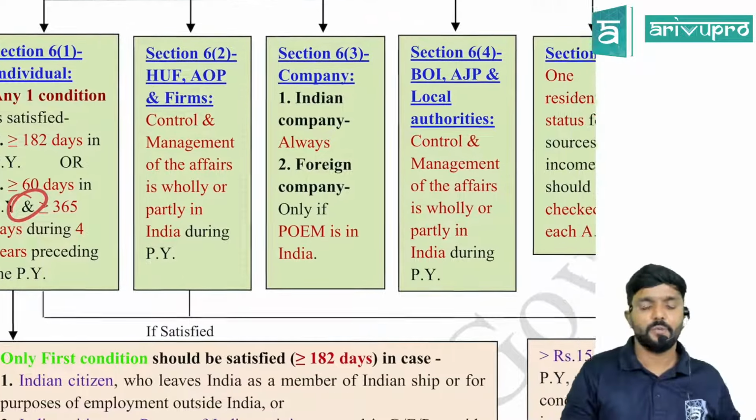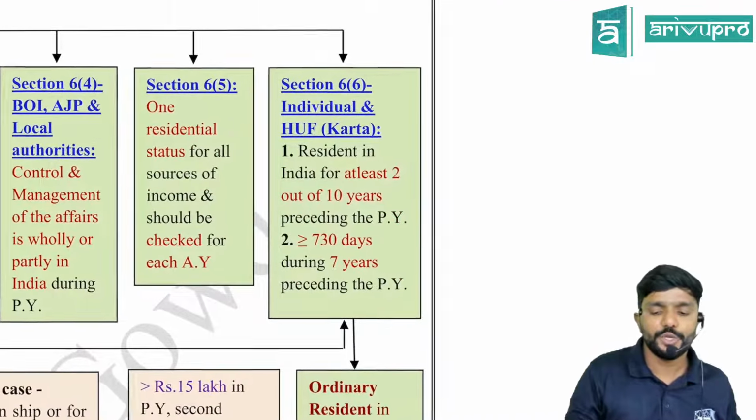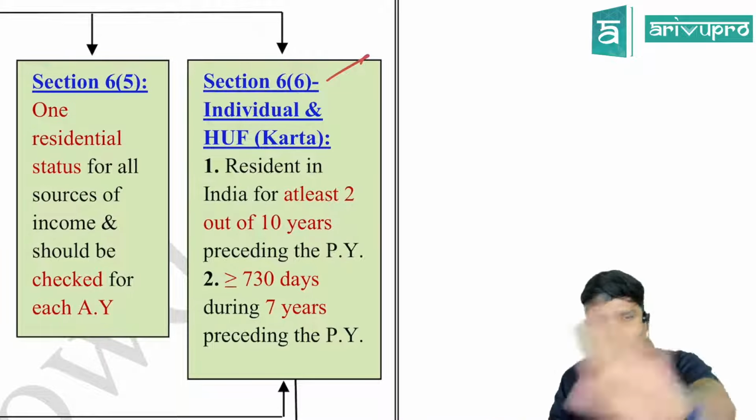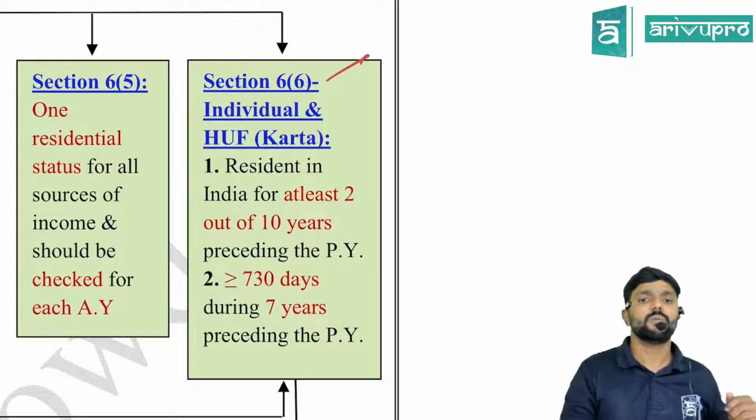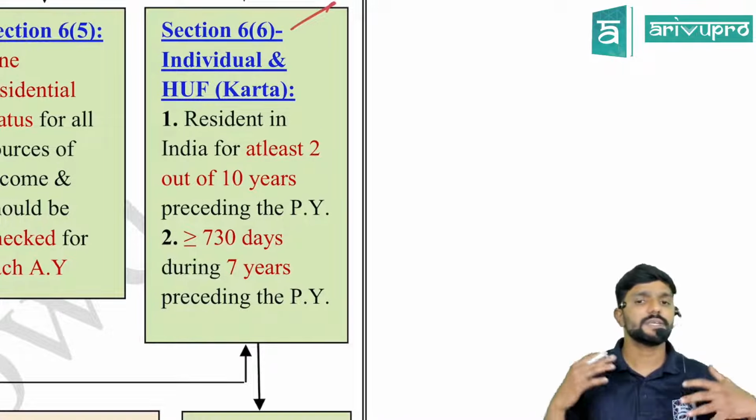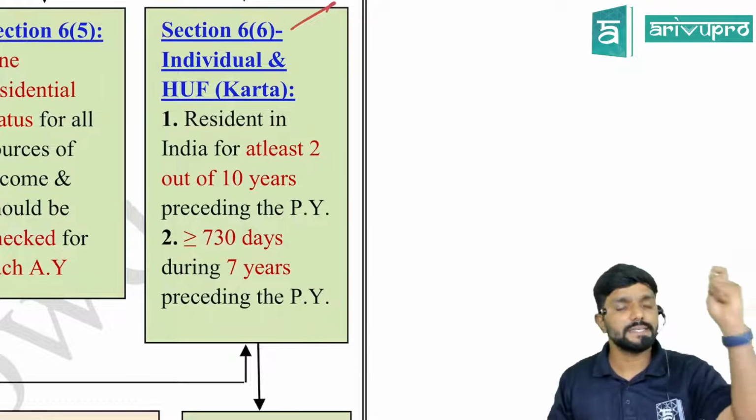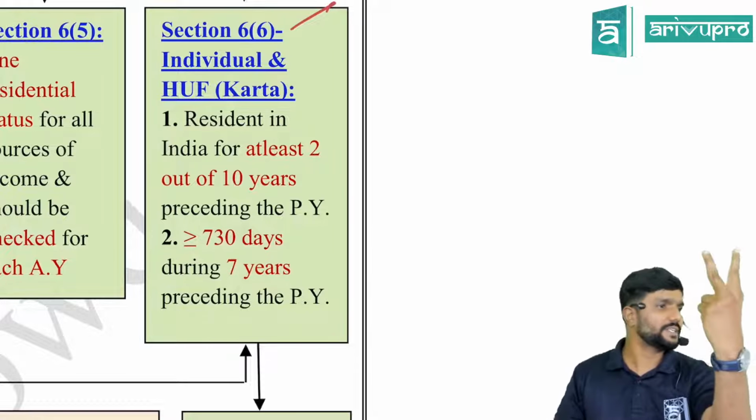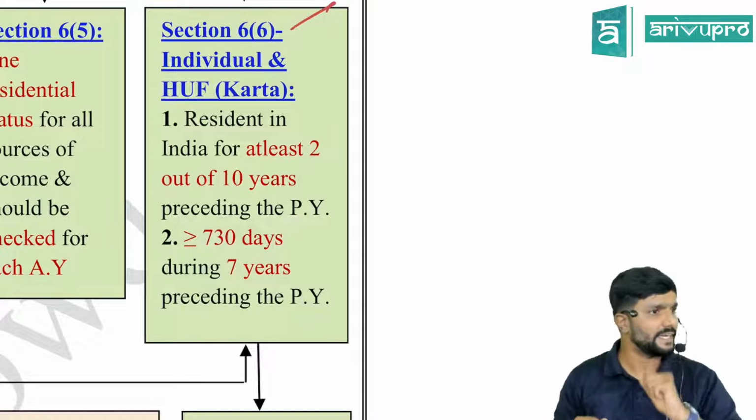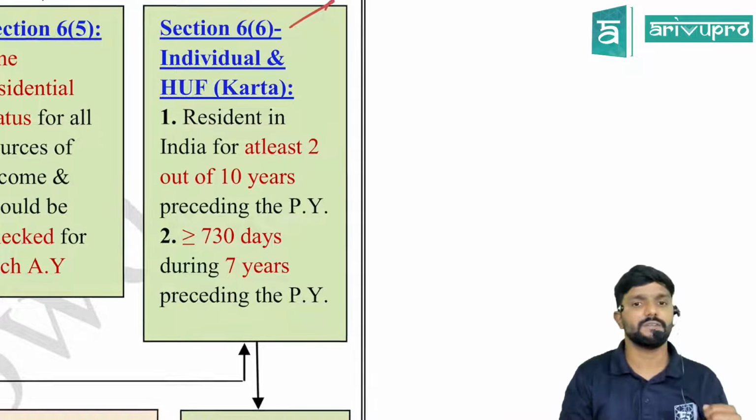Resident. Next, once you become a resident, what do you do? You check the section 6.6 additional conditions. Don't worry about HUF, which I have not yet covered. For an individual, what is section 6.6 telling? Both the conditions have to be satisfied. First, resident in India for at least 2 years preceding the previous year. Second one.